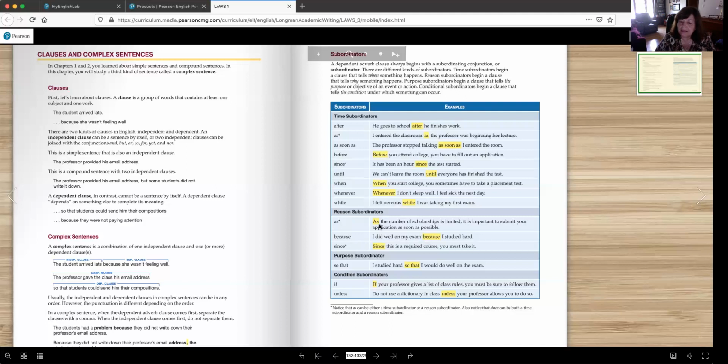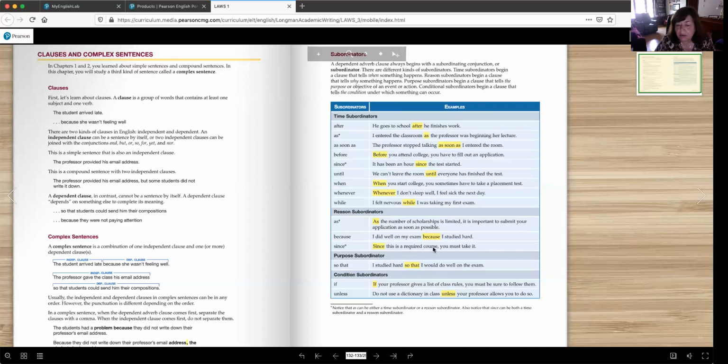Look at this: as the number of scholarships is limited, it is important to submit your application as soon as possible. Why is it important to submit your application? As the number of scholarships is limited. I want to tell you that you can substitute the word because: because the number of scholarships is limited, it is important, etc.